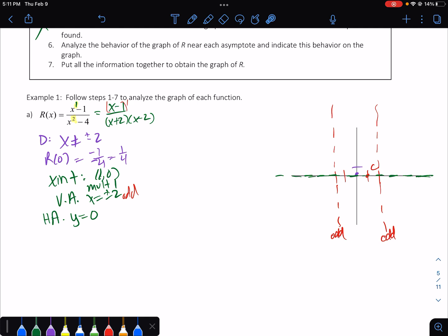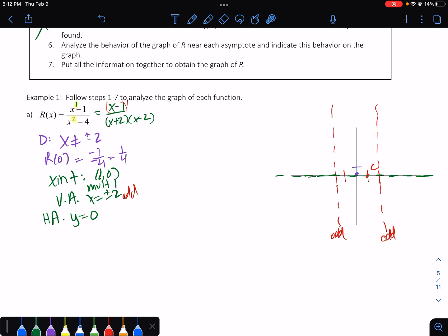So then what I need to do, there's going to be a portion of the graph in each section. So there's going to be a portion here, and a portion here. Okay, but remember that the asymptotes pull the graph towards them. You will never cross a vertical asymptote, ever, but a horizontal or an end behavior asymptote you can cross.